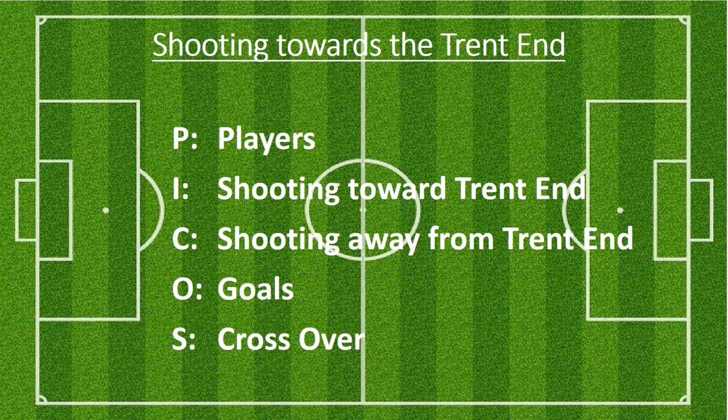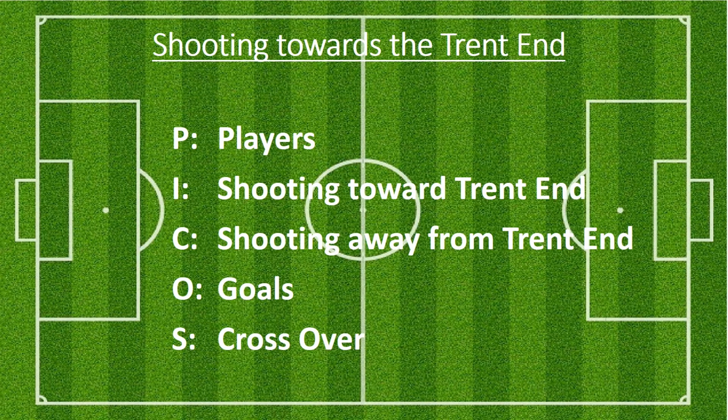Now, if we're going to get them to shoot towards the Trent end and look at that effect on performance, then a reasonable comparison would probably be shooting in the other direction. So shooting away from the Trent end might be a reasonable control, something to compare the intervention against, because otherwise we wouldn't really know whether it's had any beneficial or negative effect.